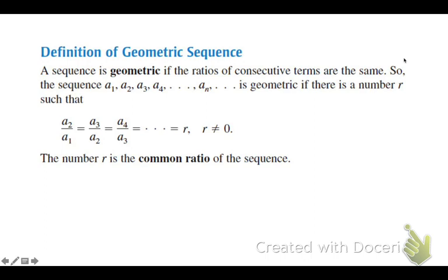A geometric sequence, you don't have to write all this down. The thing you need to know is it has a common ratio. A geometric sequence is a list of numbers, and it has a common ratio. We find it by taking, if you notice, we have a sub 1, 2, 3, 4, all the way to n. If I want the ratio, I take the second term divided by the first, the third divided by the second, the fourth divided by the third, and so on.